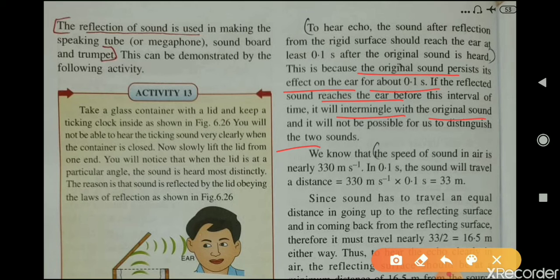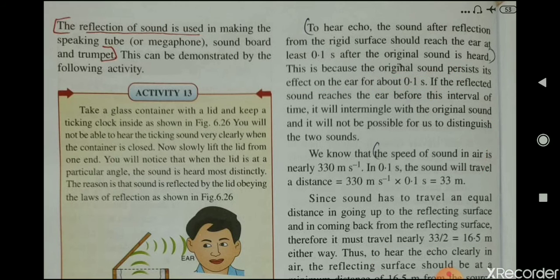So to hear the echo, the sound after reflection must reach our ears after 0.1 seconds, because the effect of the original sound on our ear lasts about 0.1 second. And if the reflected sound reaches us before this time, then both the sounds, that is the original sound and the sound after reflection, merge together and we will not be able to distinguish between the two sounds.